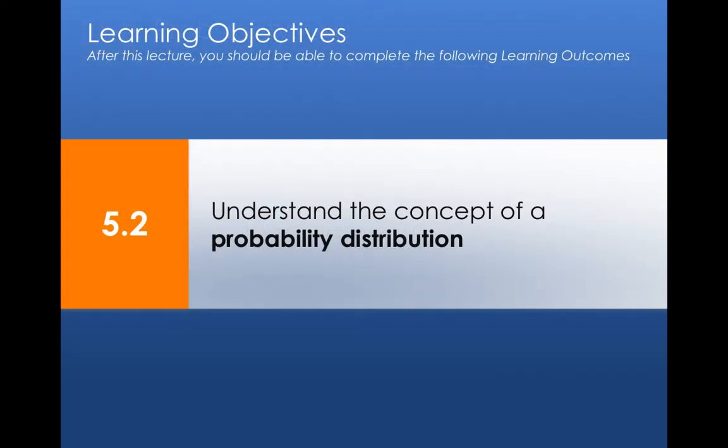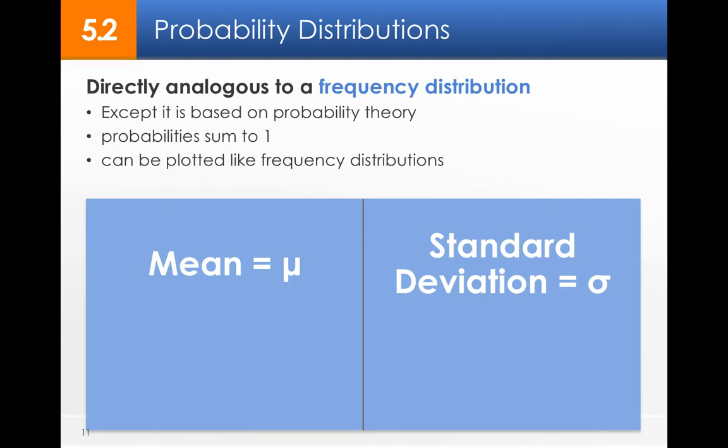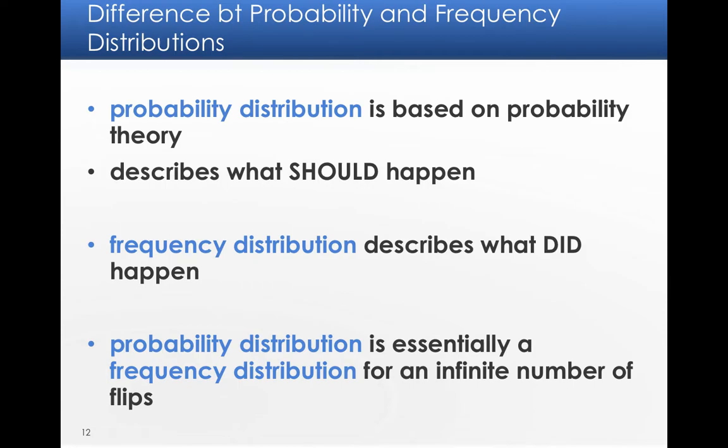So what's a probability distribution? We talked about frequency distributions, okay? And this is very similar to that, except it's based on probability and all the probabilities sum to 1. Okay, so the mean is mu, it's not x bar, and standard deviation is sigma, as opposed to s. Okay, so probability distribution is based on what should happen, right? If I flip a coin twice, one time it should be heads, right? It should be heads or tails, okay? But what actually happens, the frequency distribution, is what did happen. So probability is like a frequency distribution, but imagine we're going to flip that coin an infinite number of times.